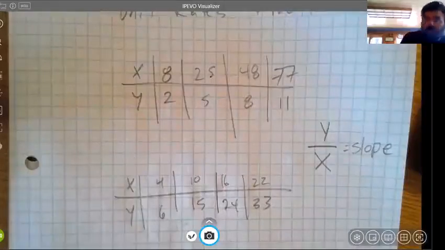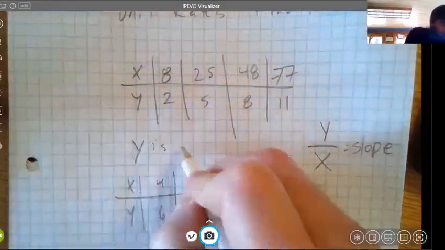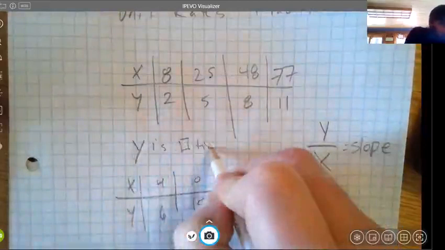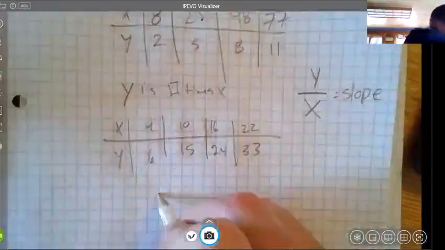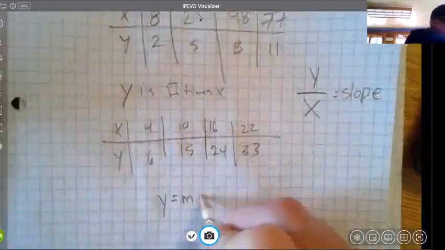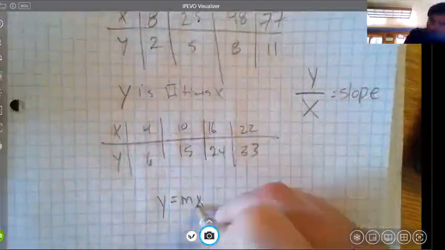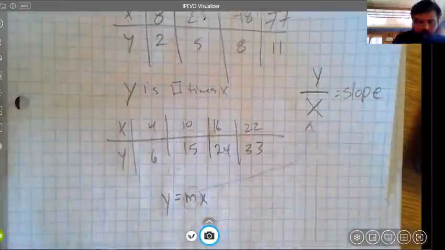But it also has to do what? It also has to pass through the origin as well. So we'll look at that. So they're asking me to answer the problem, y is something times x. Well, that's really our slope-intercept form. That's our y equals mx right there, okay, where m is the same as my slope, okay?